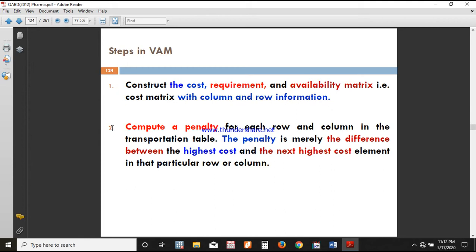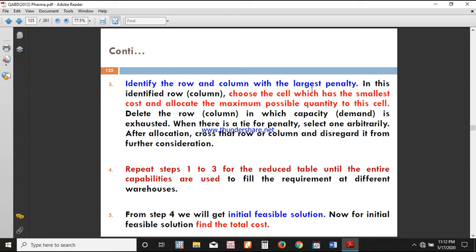Then the second step is compute a penalty for each row and the column in the transportation table. Compute penalty. Therefore, the penalty is merely the difference between the highest cost and the next highest cost. And identify the row with the largest penalty, and you can choose that cell which has the smallest cost and allocate the maximum possible quantity to this cell.